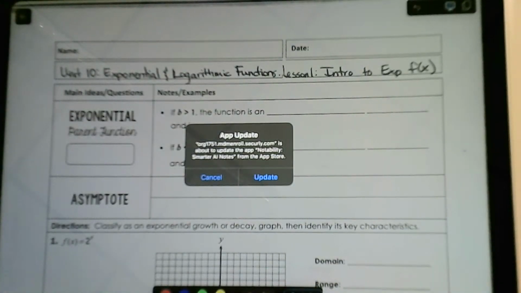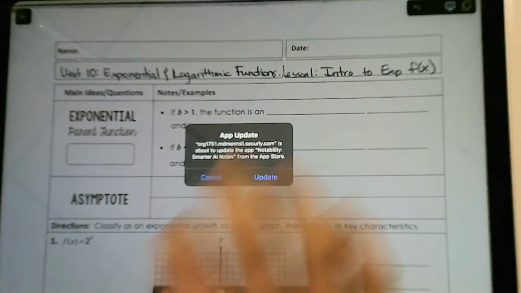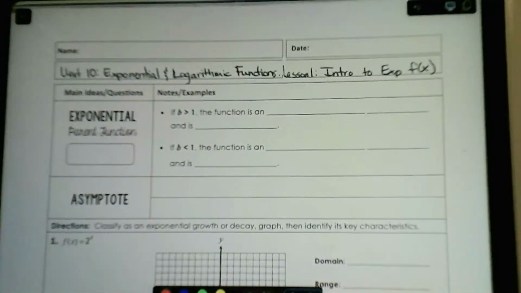Hi, everyone. It looks like my app wants to update. I've already tried it, so I'm just going to hit cancel over and over again. Oh, my goodness. So mute yourself. All right, cool.